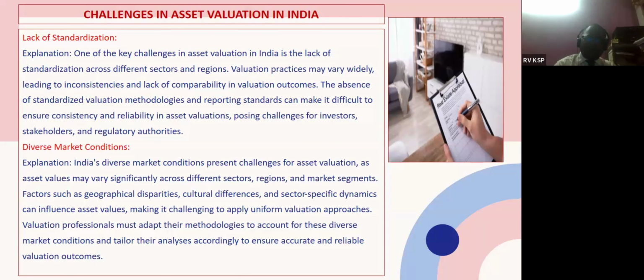Diverse market conditions. India's diverse market conditions present challenges for asset valuation. The asset valuations may vary across different sectors, regions, and market segments. Factors such as geographical disparities, cultural differences, sector-specific segments can influence the asset values, making it challenging to apply uniform valuation approaches. But valuers need to adapt their methodologies to account for these diverse market conditions and tailor their analysis to ensure accurate and reliable outcomes.